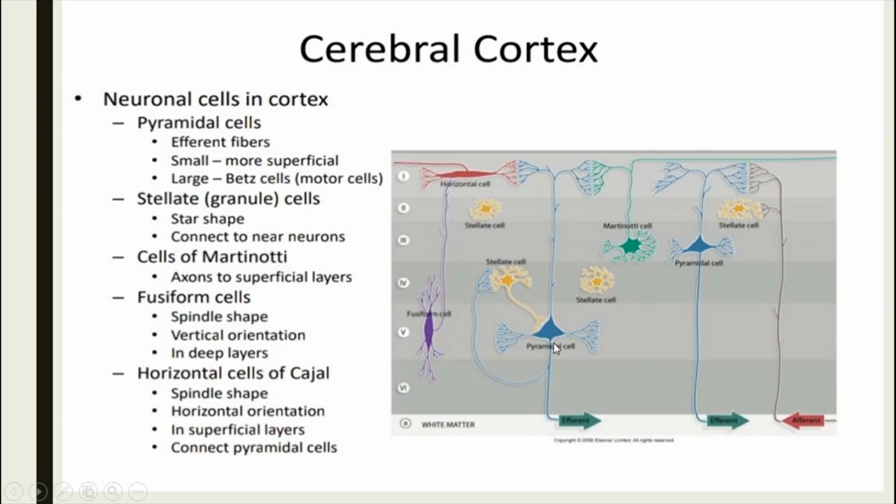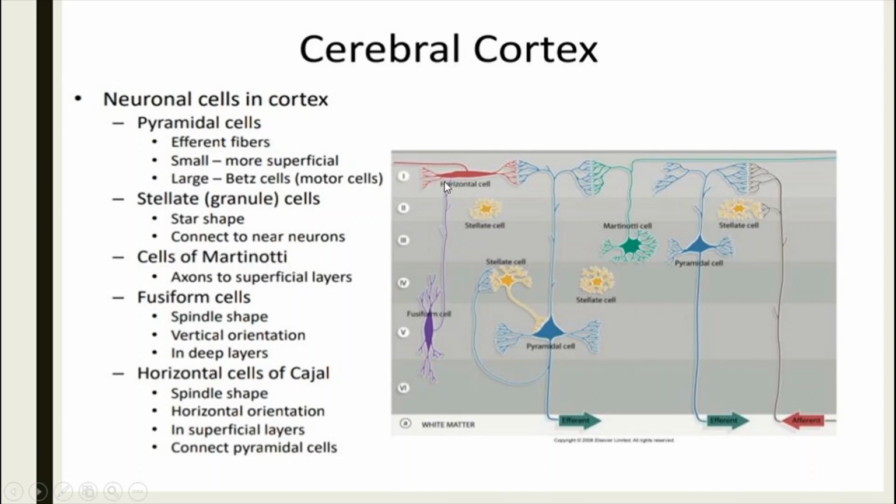There is another type of cell without a typical shape, named the fusiform cells. Mostly it can be seen as a spindle-shaped cell, fusiform. The spindle has a vertical orientation, placed vertically from superficial to deep. It presents itself in the deeper layers, not like stellate, Martinotti and pyramidal cells, which can be seen in the superficial layers.